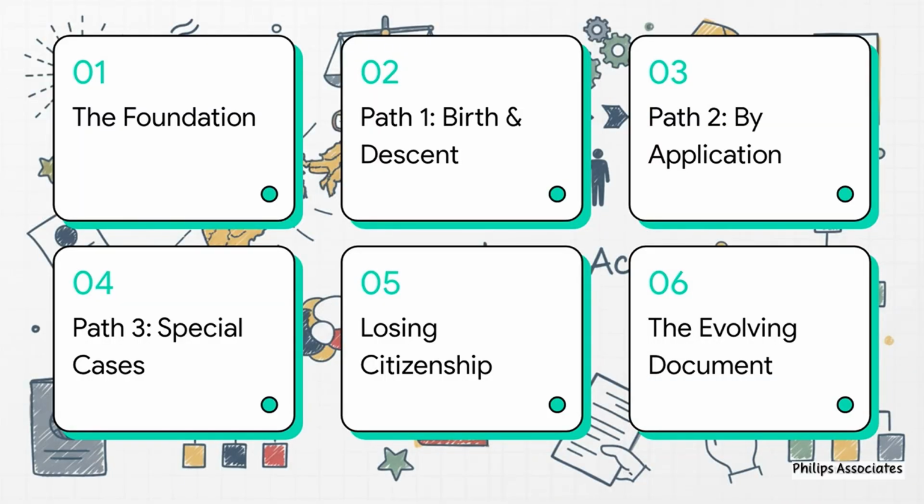So, here's our game plan. First, we'll nail down some foundational definitions. Then, we'll walk through the main ways you can gain citizenship, whether it's by birth, your family tree, or through an application. We'll also look at some special cases, and then flip the coin to see the 3 specific ways citizenship can actually be lost.